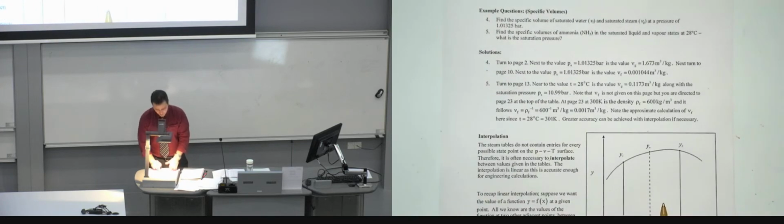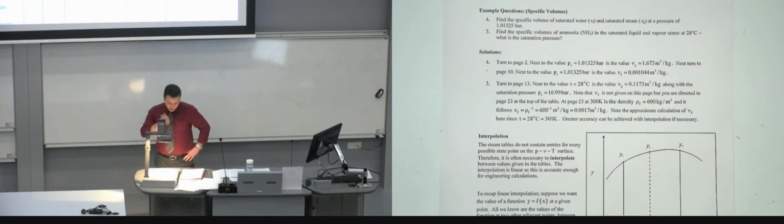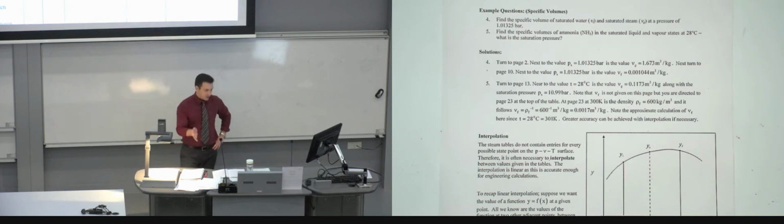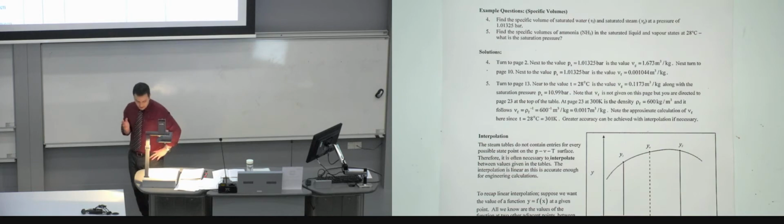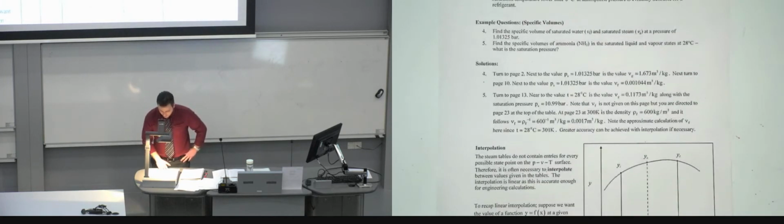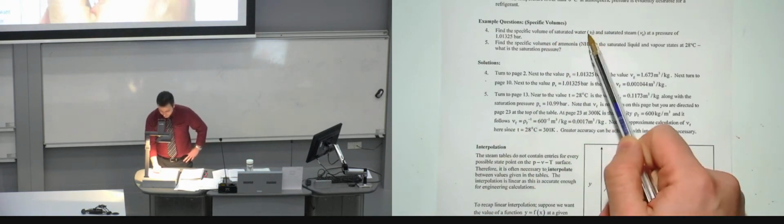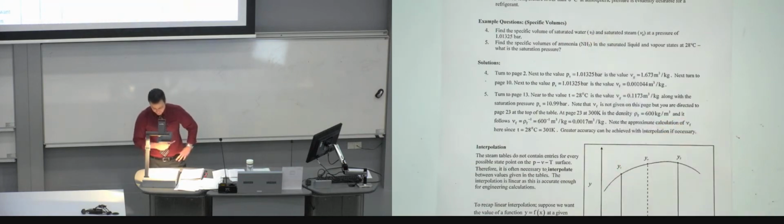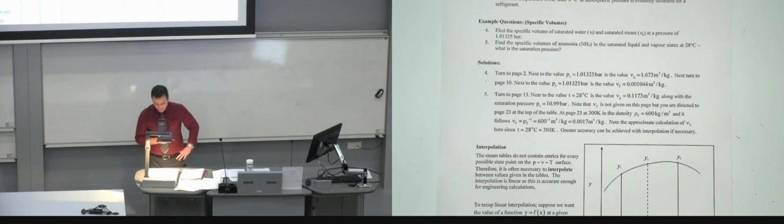So, examples 4 and 5. Now we're moving away from just temperature and pressure, because there is more important stuff that you want to get out of the steam table than just pressure and temperature, and these two examples are looking at those. Find the specific volume of saturated water, which by now you should know is Vf, and of saturated steam, which is Vg, at a pressure of 1.01325 bar.